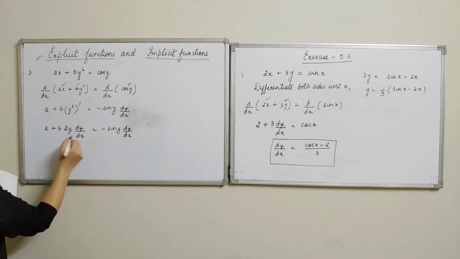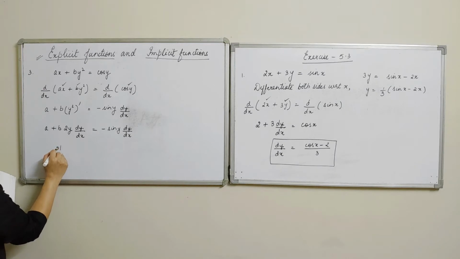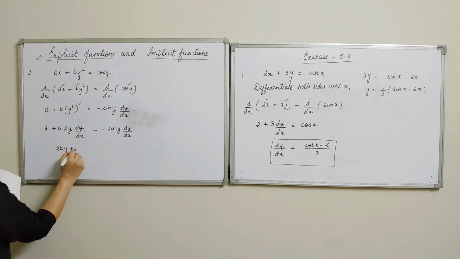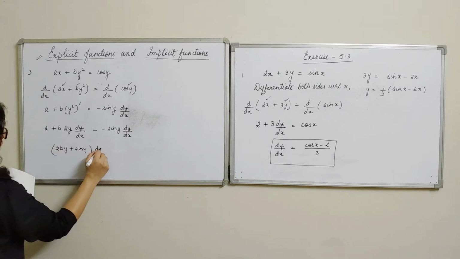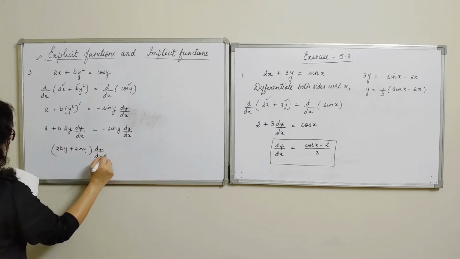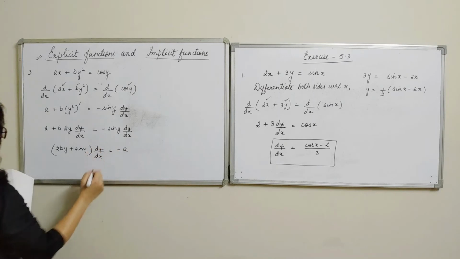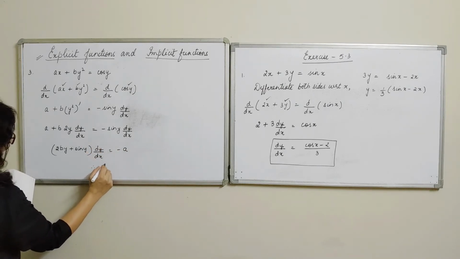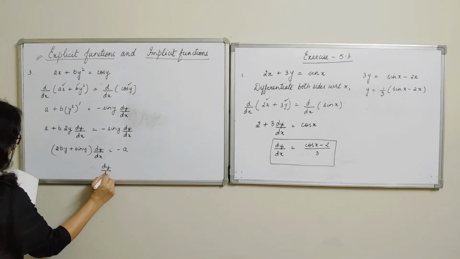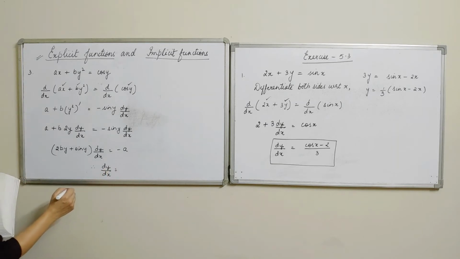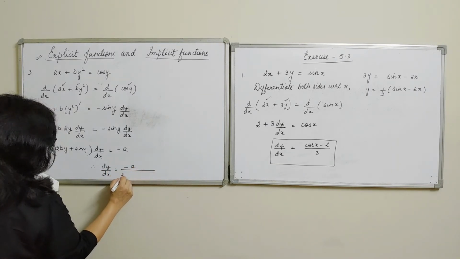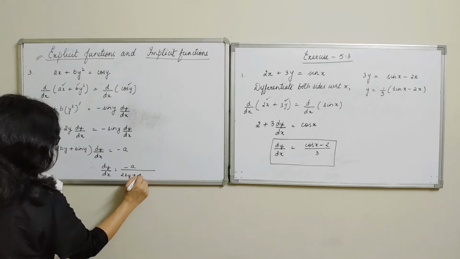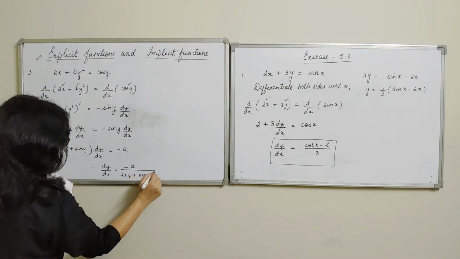So taking the derivative terms on one side, (2by + sin y) dy by dx is minus a, and hence the derivative would be minus a upon 2by plus sin y.